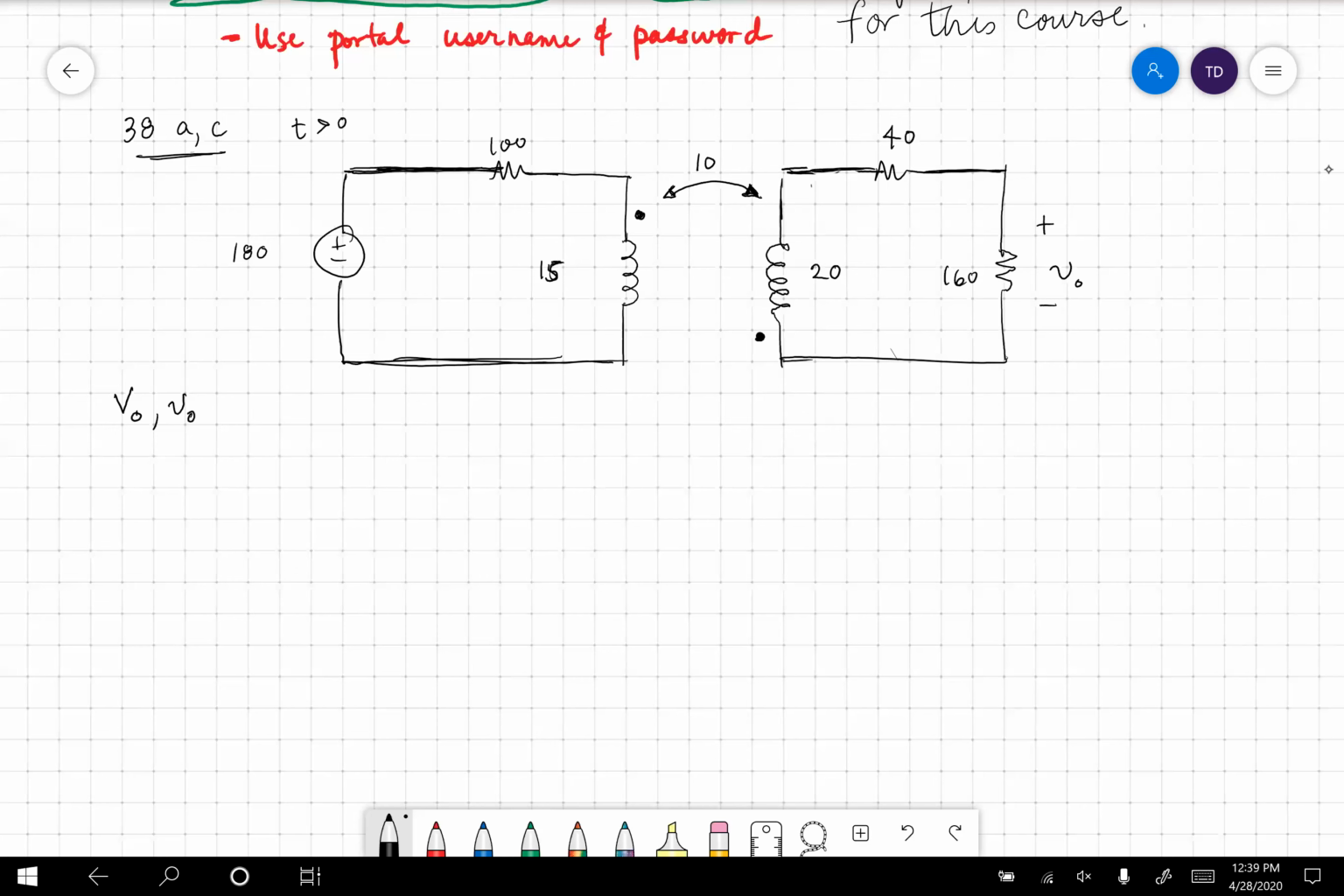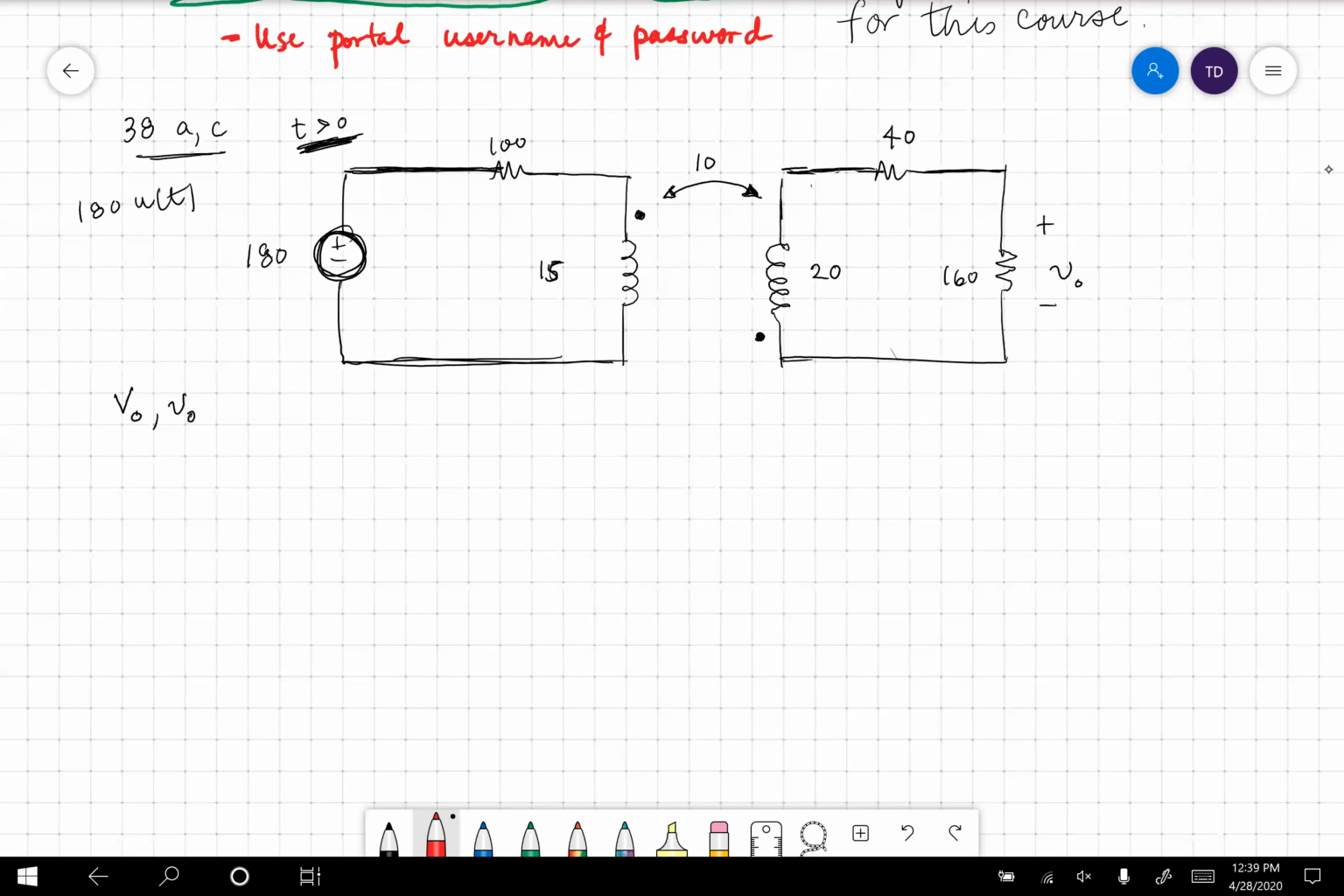So let's go ahead and do that. So look, this is a little tricky. It's listed as just 180, okay? But the way you need to see this, it's for t greater than 0. See if you agree that 180 is really 180 u of t. Do you agree with that? It's only valid for t greater than 0. The switch closed for t greater than 0. So this is 180 u of t.